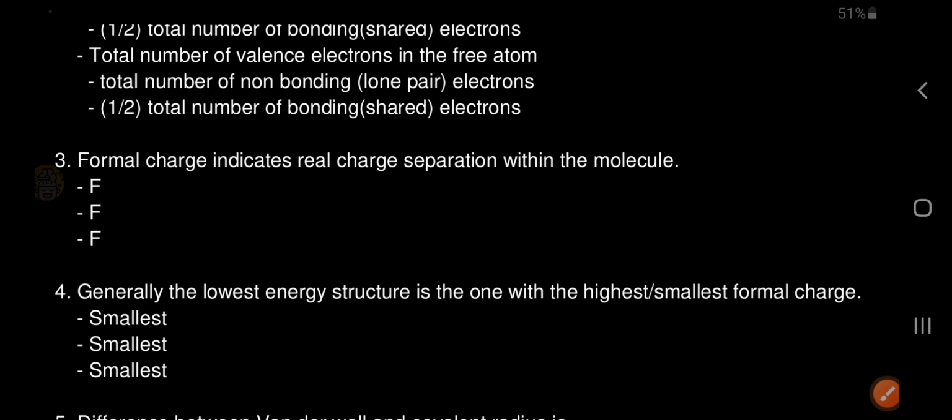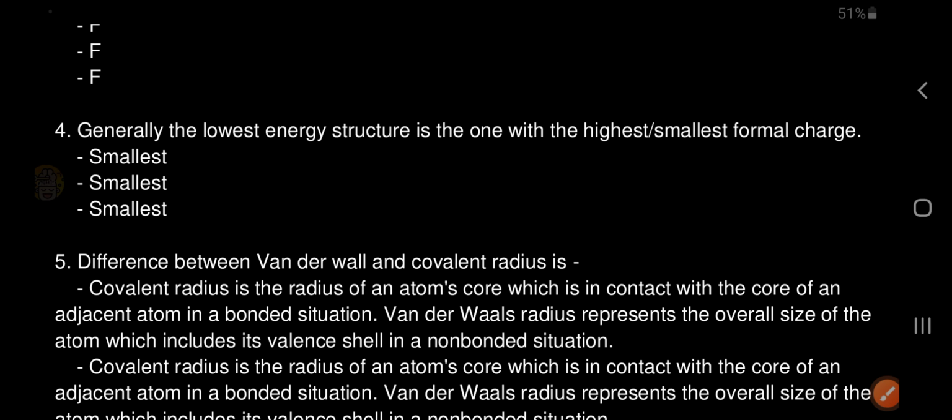Formal charge indicates real charge separation within the molecule. False. Generally, the lowest energy structure is the one with the highest or smallest formal charge. Smallest.